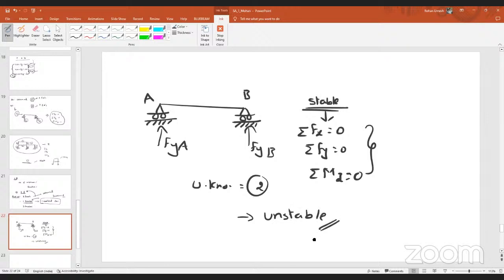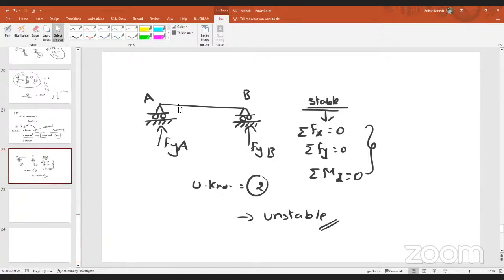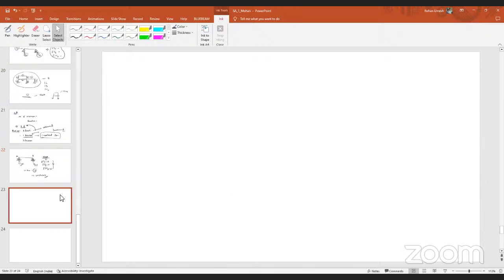Can you make it stable? Yes, sir. Can add one, sir. One addition. I don't want to change the support conditions. Still, can you please judge on what possible case it can be stable? Let me tell you. Let me explain. This is a very good example. Let us say.